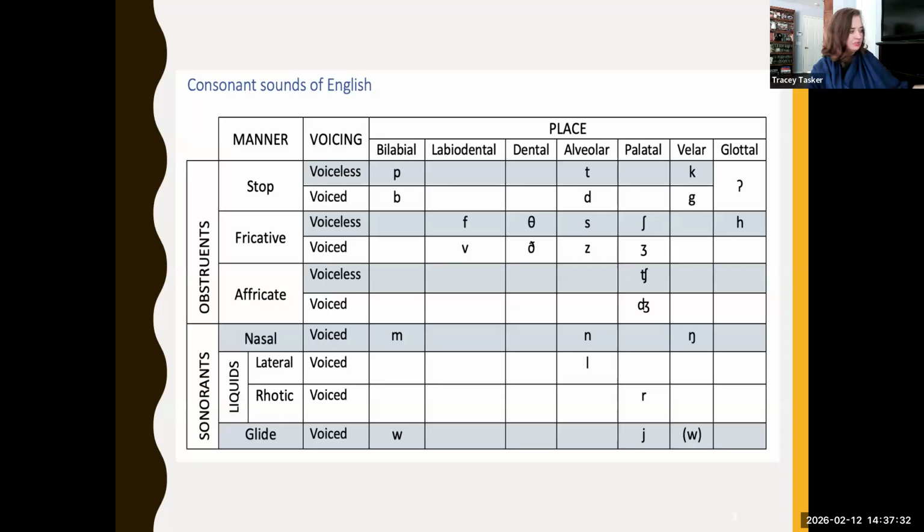Okay, as I mentioned, we're going to be talking about the vertical part of our chart here. So you'll see stops, fricatives, affricates, nasals, lateral sounds, rhotic sounds, and glides. You'll also see that these are grouped into two different categories here, obstruents and sonorants. And we're going to talk about what that means as we go through the presentation.